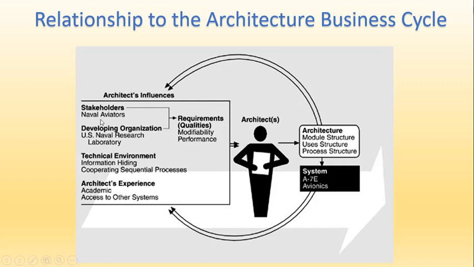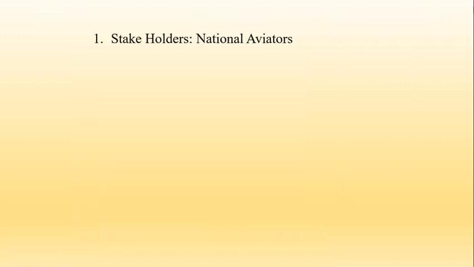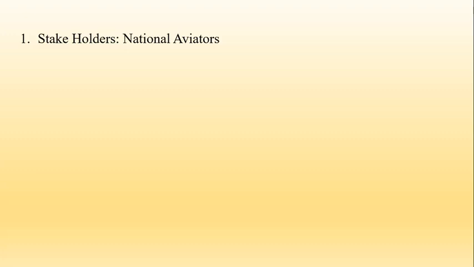The only thing is, for example, if you are developing for the US Navy, we write naval aviators. If you are developing for some other organization like Airport Authority, you write Airport Authority. Stakeholders means the persons or organizations who are going to use the product after development. You call them stakeholders. Simply, you can remember it as users.